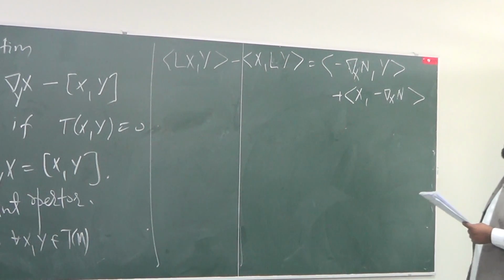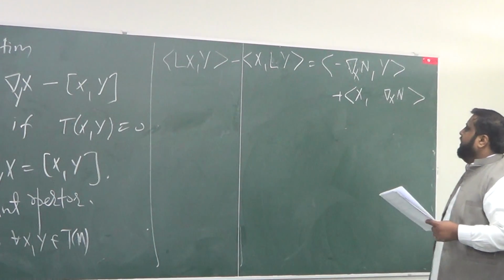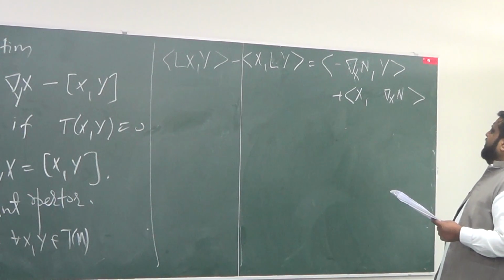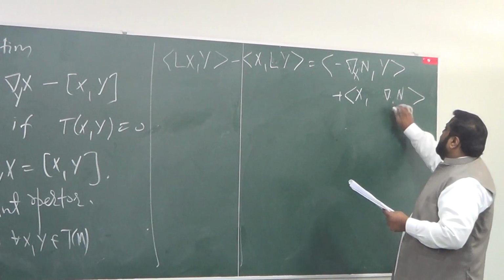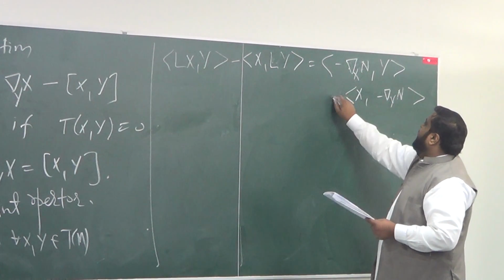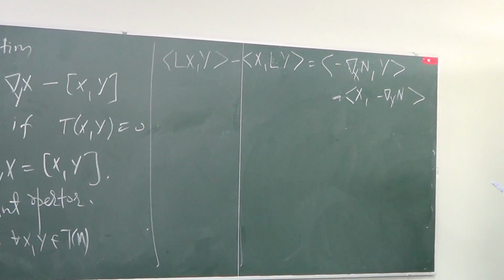With respect to y, sir. With respect to y. Yes, so this must be plus. The covariant derivative should be with respect to y because it's L of y. Okay, yes. And I'm going to have a minus here, and this will be minus. I can put a plus afterwards. You get it.